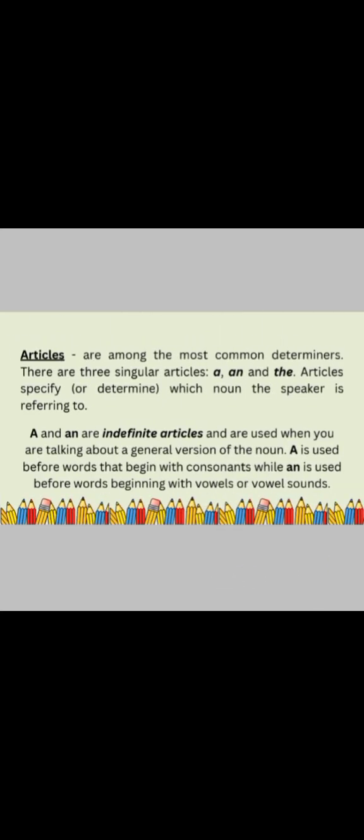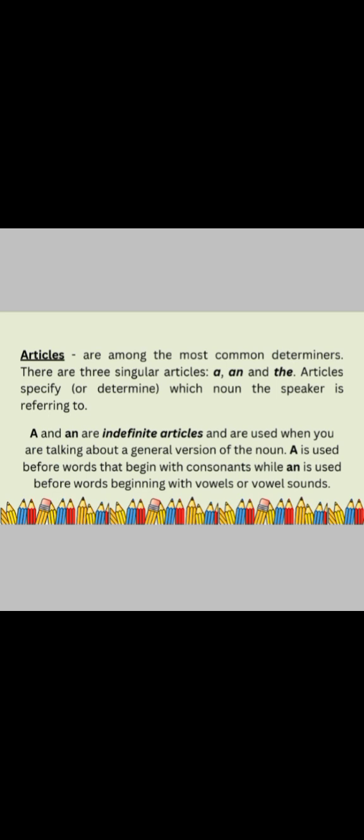So the next is, there are four types of determiners: the articles, demonstratives, quantifiers, and possessives. Articles are among the most common determiners, and there are three singular articles: the words a, an, and the. Articles specify or determine which noun the speaker is referring to.